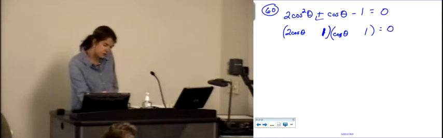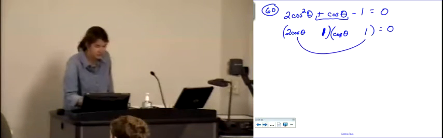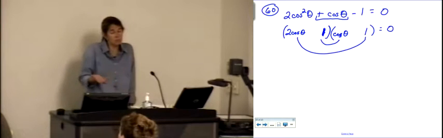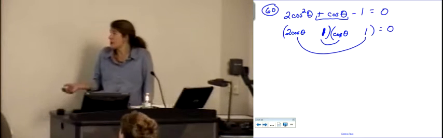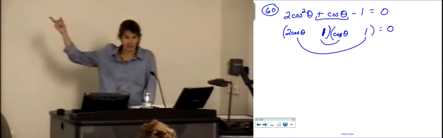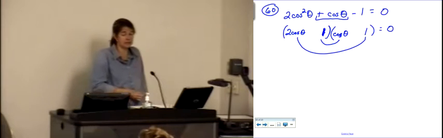Now, this middle term has to come out to be a positive 1 cosine theta. Remember, it comes from this product and this product. So I have to figure out, how do I want my signs to be? I can see I've got to have a positive and a negative some way to get that negative 1 on the end. So how do I want my signs so that I get a positive cosine theta in the middle there?